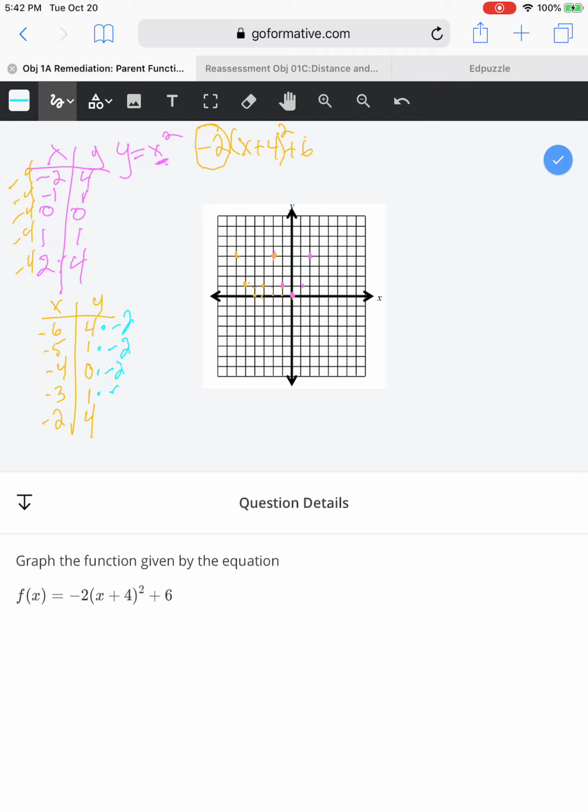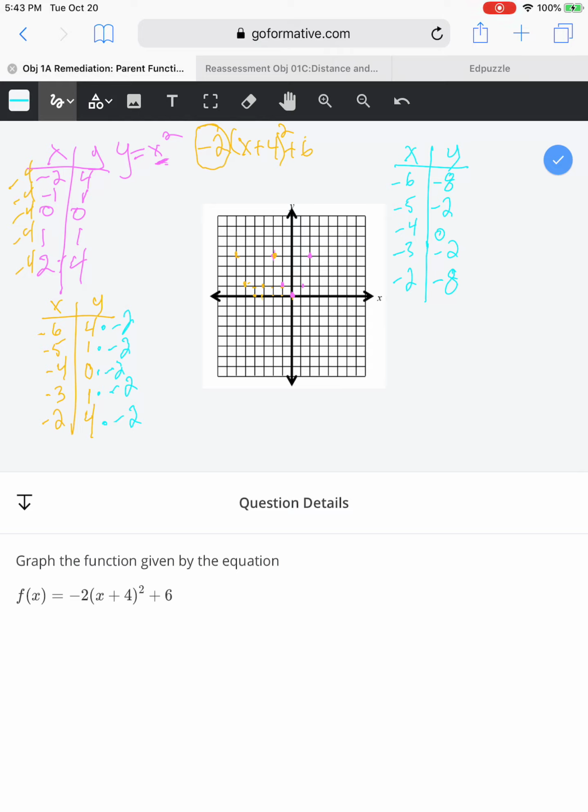Okay, so I'm going to multiply. So anything that's on the outside of that parentheses, that's what you're going to multiply your y's by. So what's going to happen with my graph is it's going to flip and it's going to stretch out. So my x's stayed the same. I have the -6, -5, -4, -3, -2. 4 times -2 is -8. 1 times -2 is -2. 0 times -2 is 0. 1 times -2 is -2. And 4 times -2 is -8.